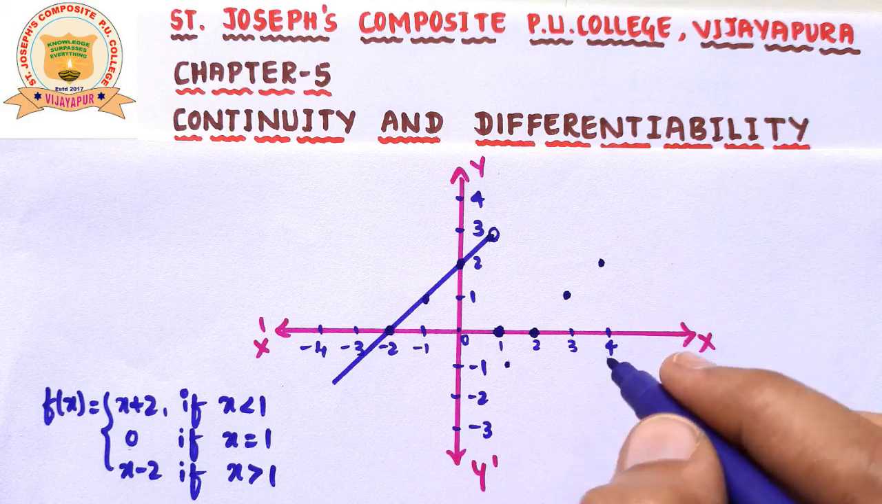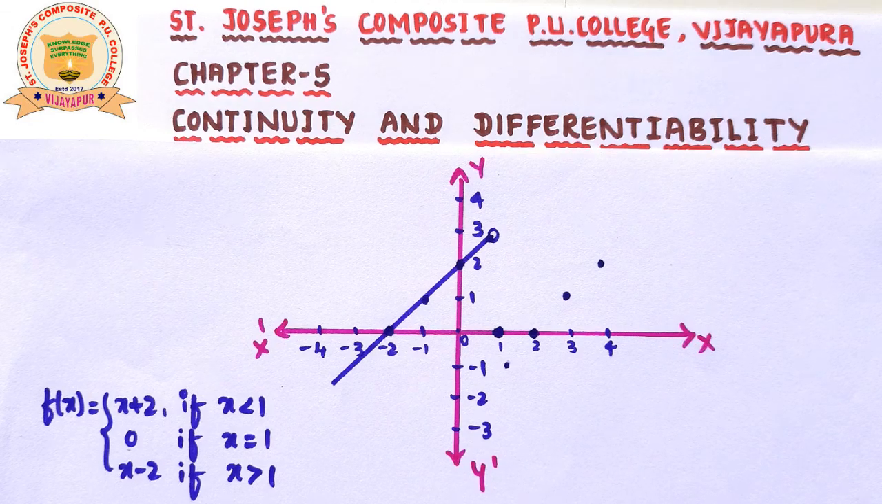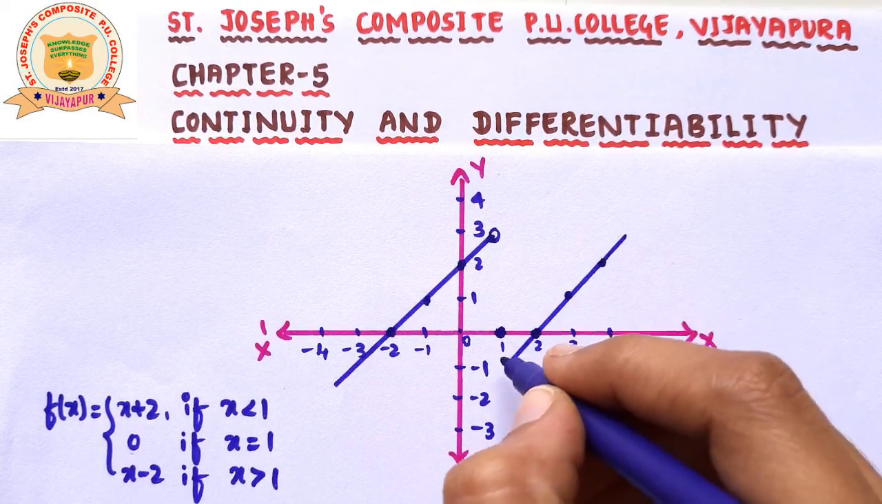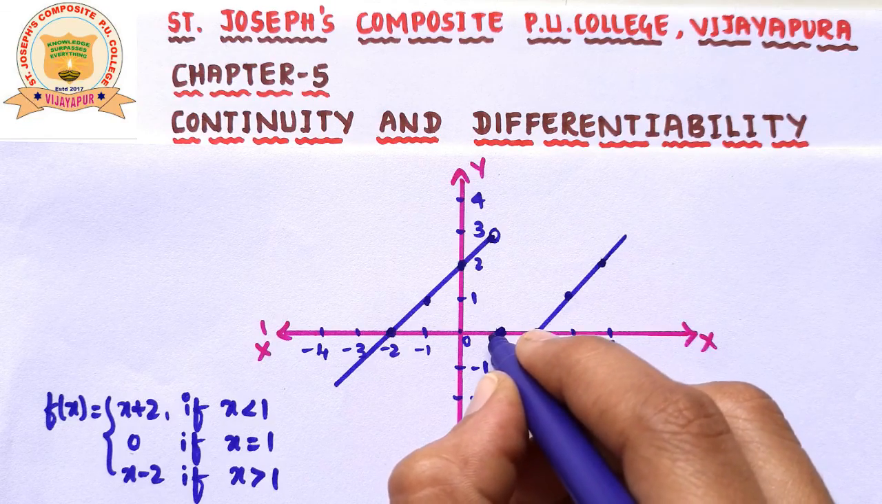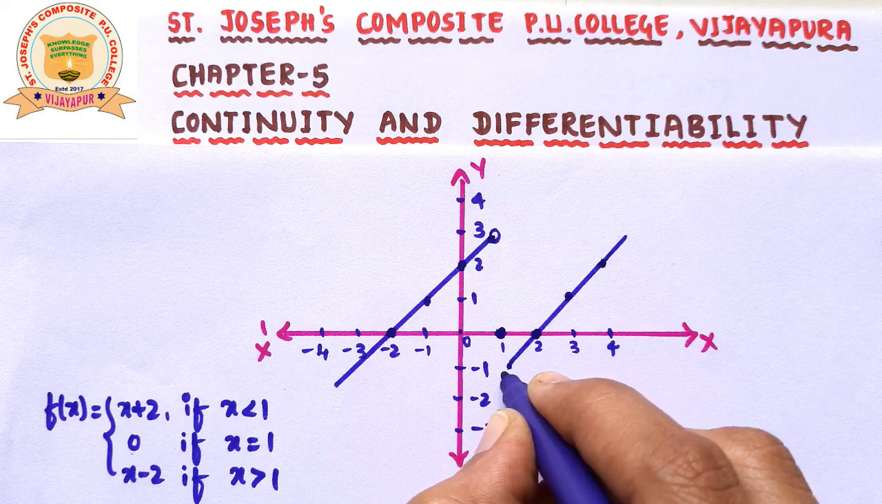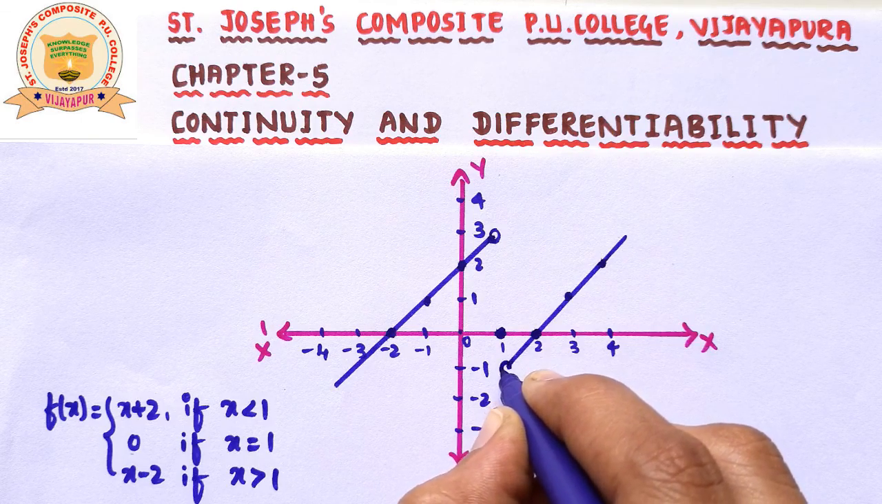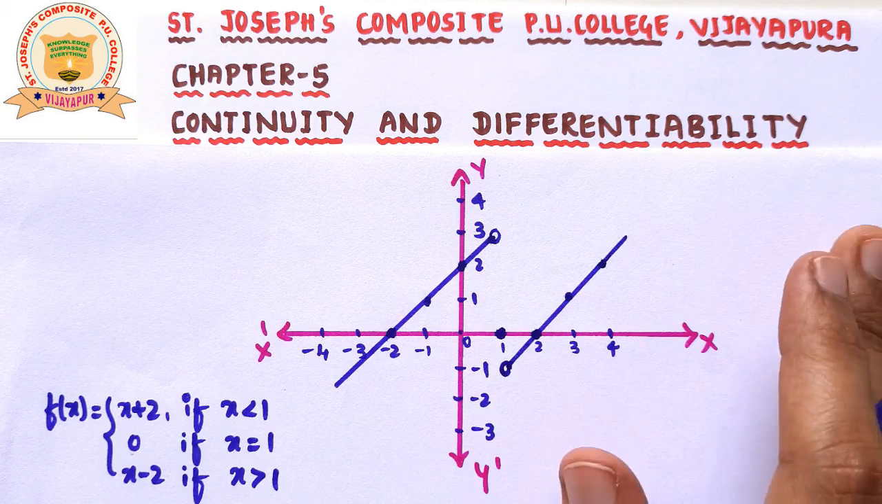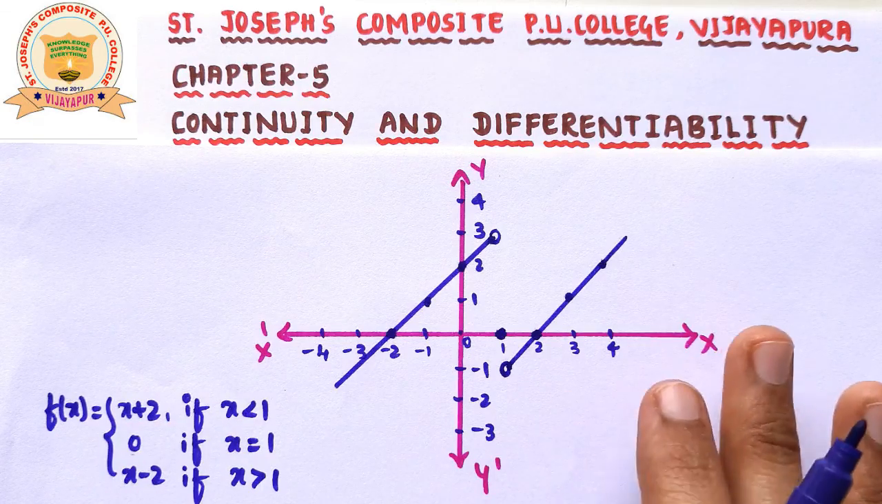If you join all these points, you will get a graph like this. At x is equal to 1, the function value is 0, not equal to minus 1. Here we have to make a hollow hole. The graph of this function is given like this.